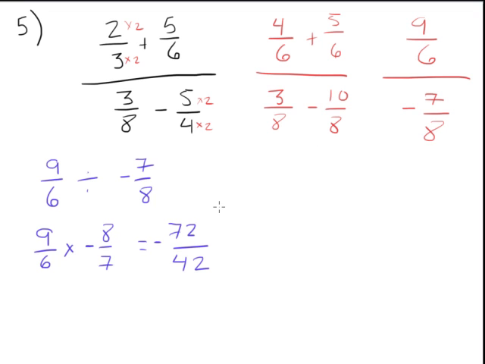Okay, so now it's time to reduce. I have 72 on top and 42 on the bottom. I could see I could reduce both of them by dividing both numerator and denominator by 6. 72 divided by 6, that's going to give me negative 12, because don't forget that negative. 42 divided by 6, that's going to give me 7. And that is the answer.